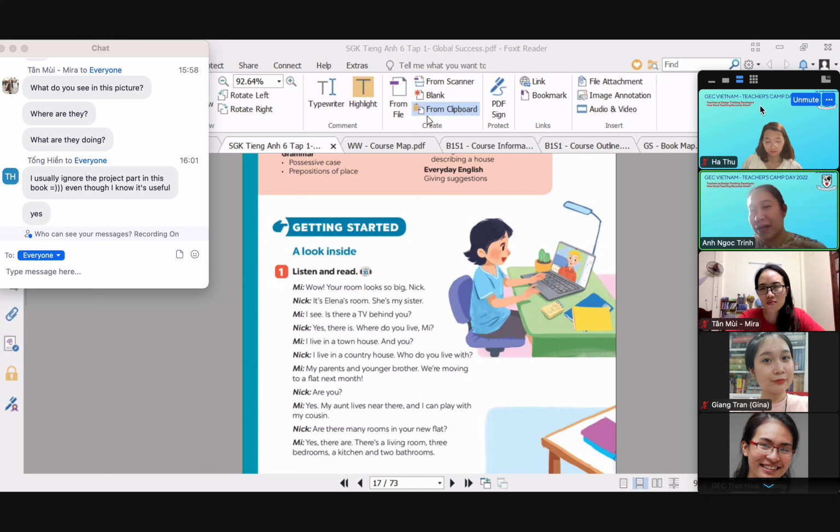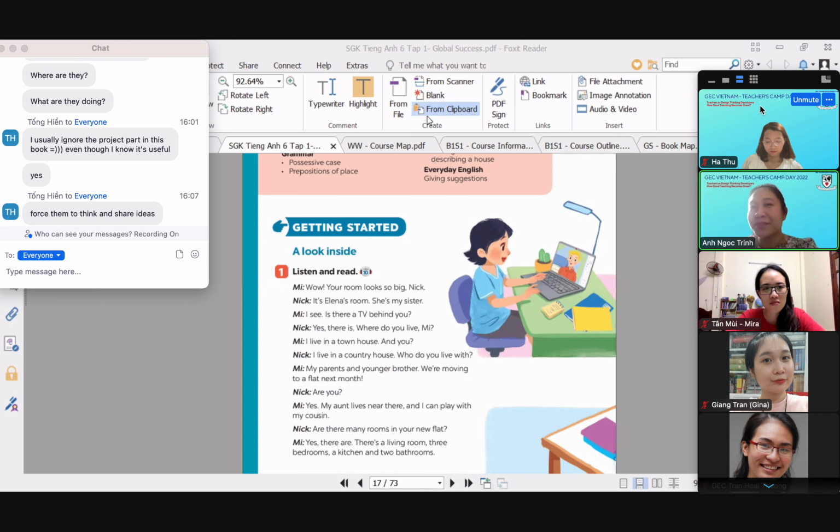Just for them to practice communication and collaboration? Force them to think and share ideas. Okay, I agree. But why? Why do they have to share the ideas? Why does sharing the ideas help them? Help them learn better.